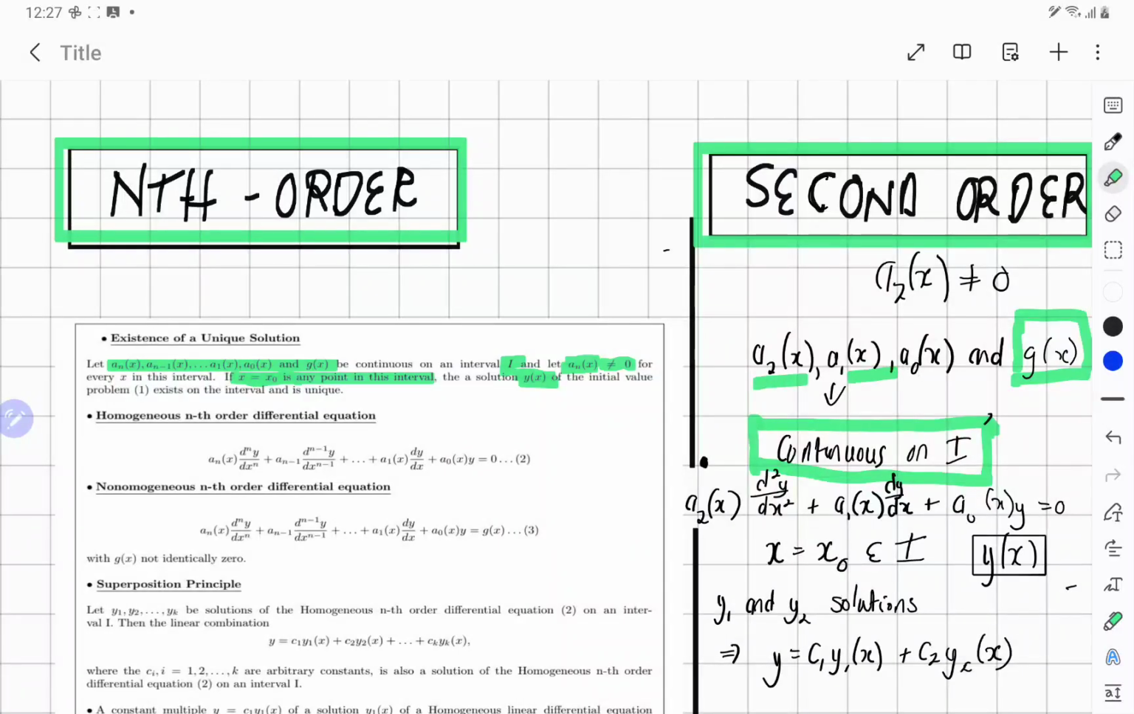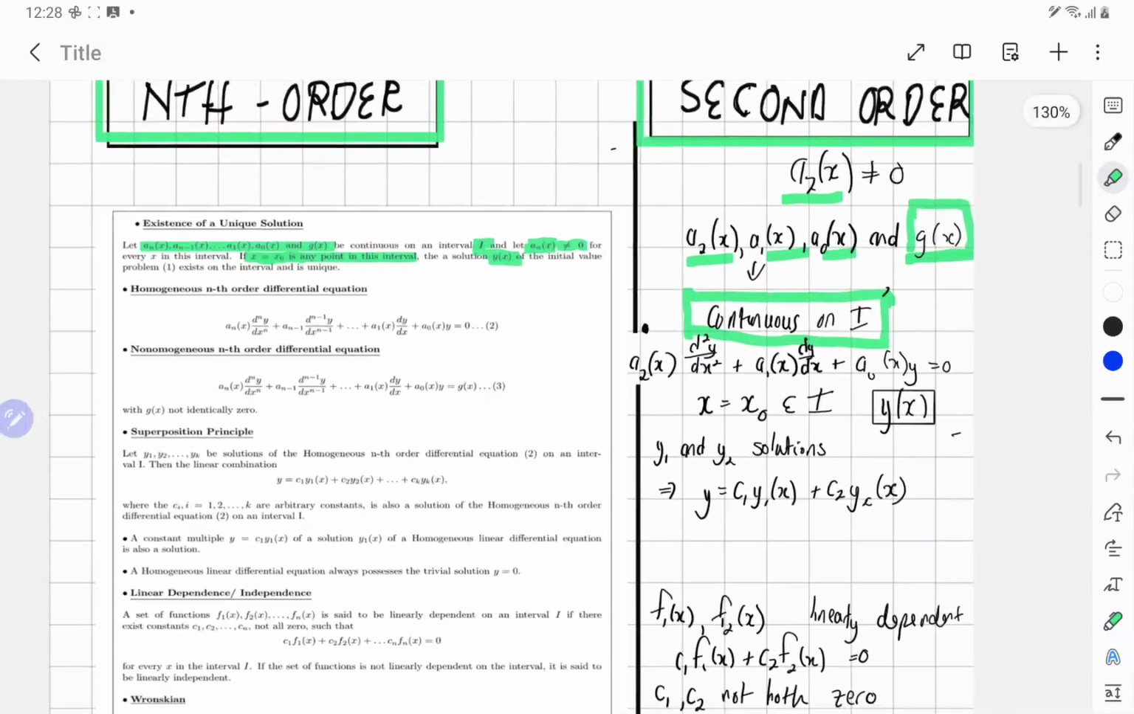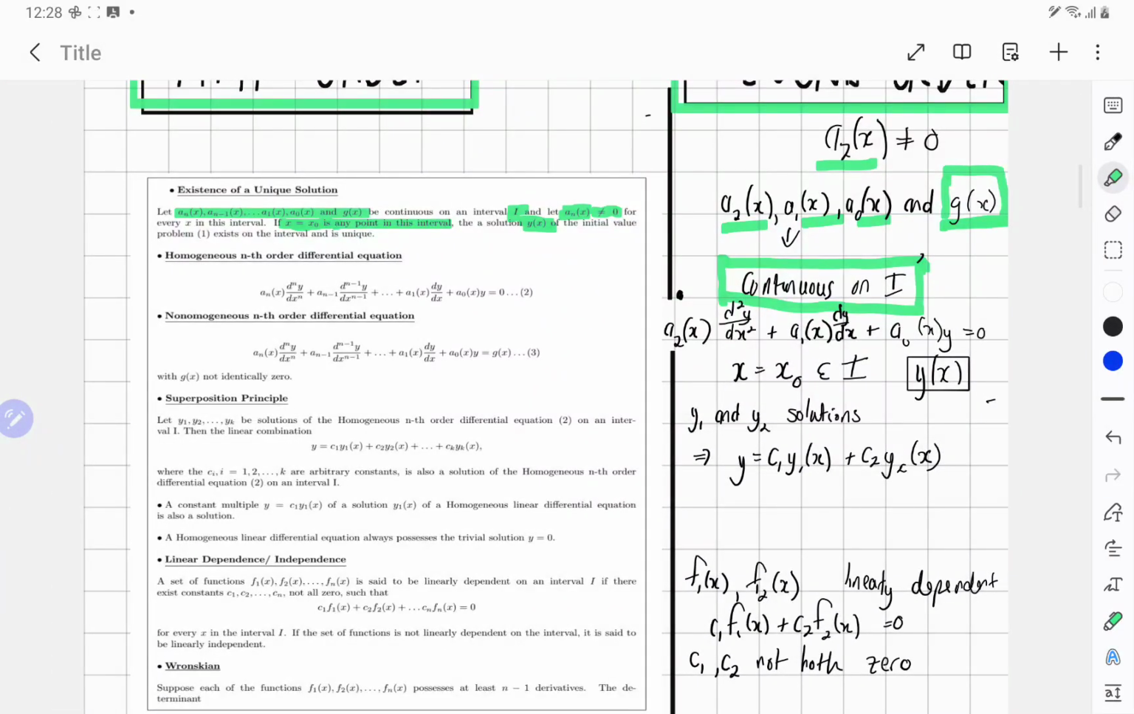If the coefficients and the constant a0(x) are non-zero, and a2(x) is non-zero, and all the coefficients are continuous on the interval, and so is g(x), continuous, defined on the interval, and then if I have an initial point, the solution y(x) of this initial value problem will exist and is unique. So those conditions are very important.